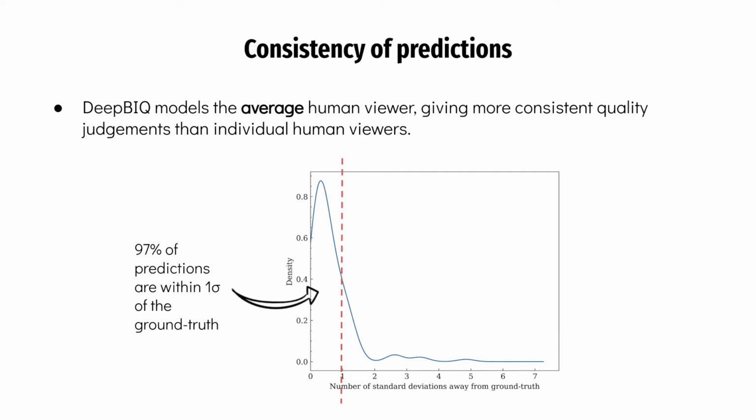DeepBIQ is precise because it mimics the average human viewer. Meanwhile, different human viewers often give a wide range of quality scores to the same image.